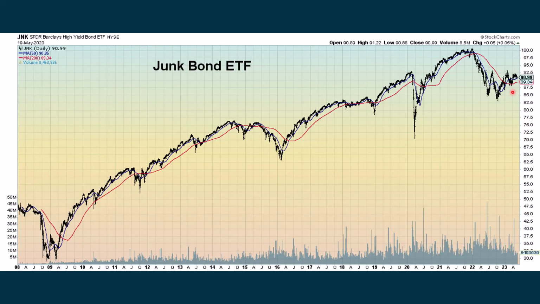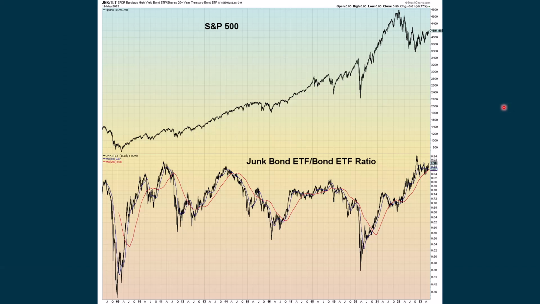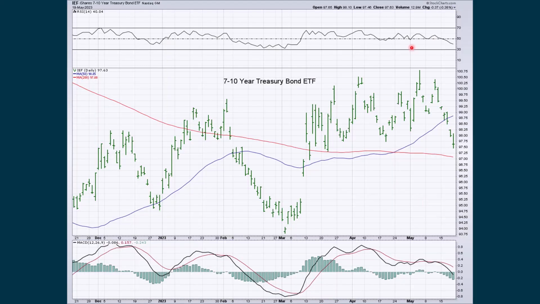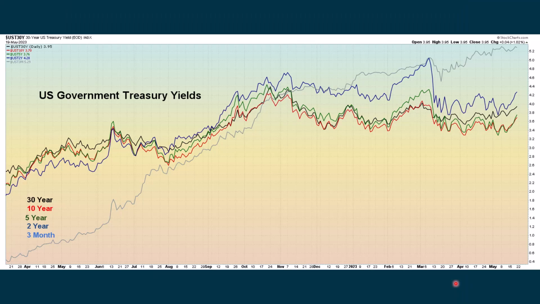Junk bonds continue to be positive overall, and then we compare that with treasury bonds, safer bonds, where junk bonds are outperforming government bonds. We look at the 10-year ETF based on price, where it is starting to show some weakness. We've dropped below the RSI, and the MACD has also turned negative. And then we look at the different maturities for yields, showing that overall interest rates have been going back up.